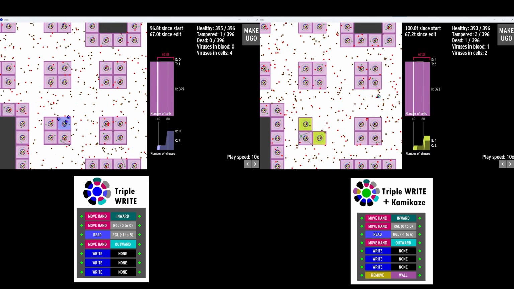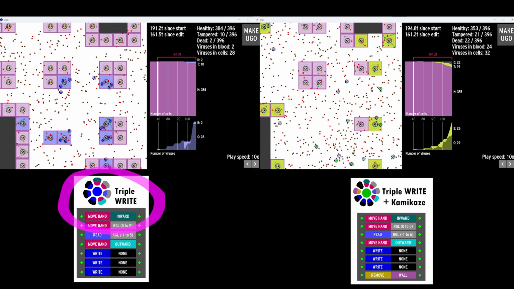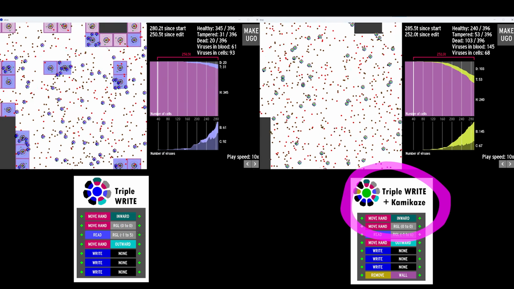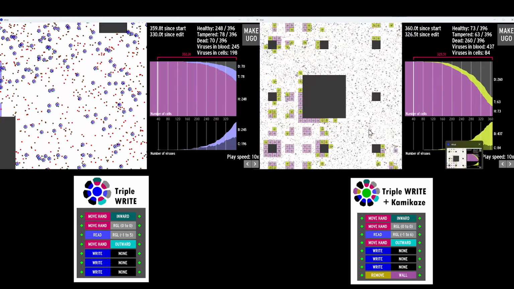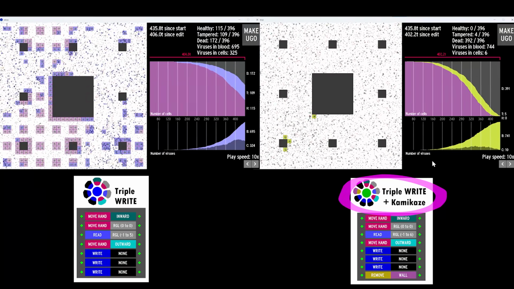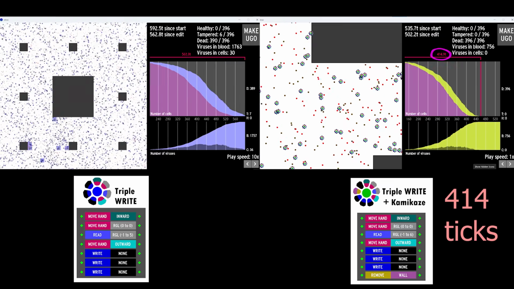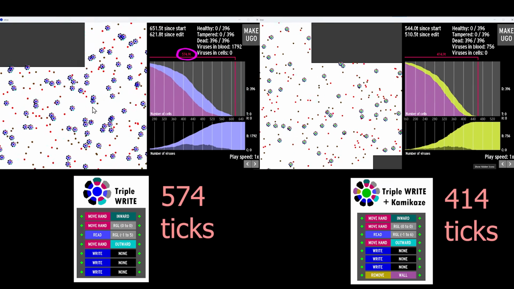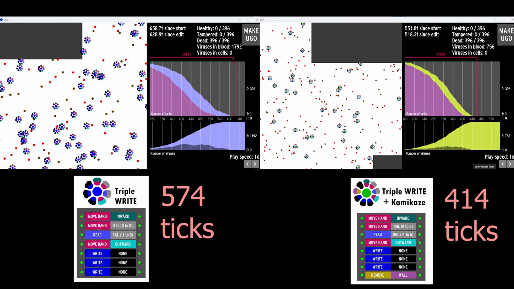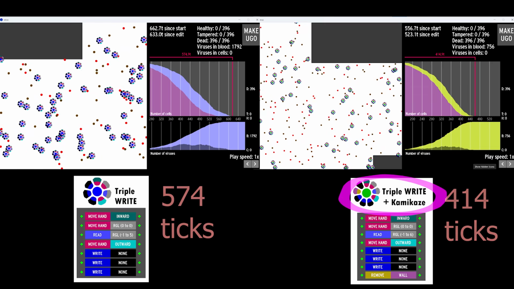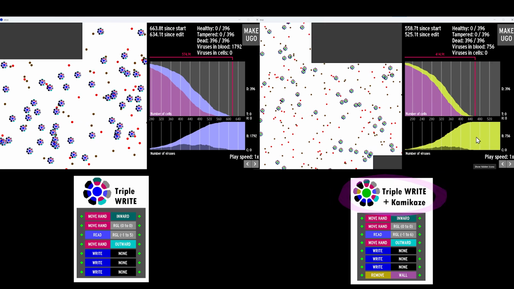I'm showing you the latest 2 variants, triple right on the left and triple right plus kamikaze on the right. As expected, triple right plus kamikaze kills the patient faster, taking just 414 ticks compared to basic triple's 574, a 28% decrease in time. But that doesn't mean triple plus kamikaze is the winner in all aspects.